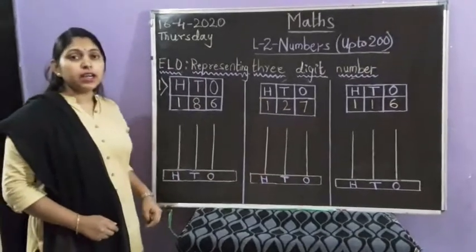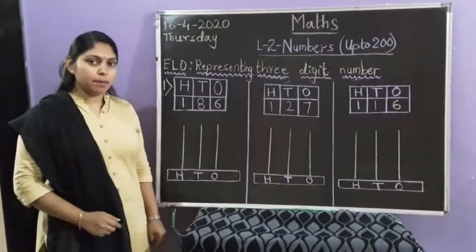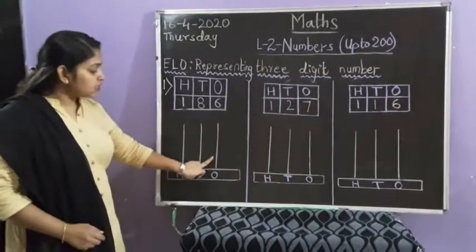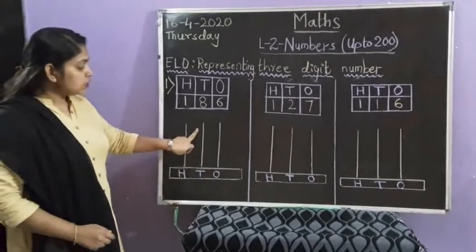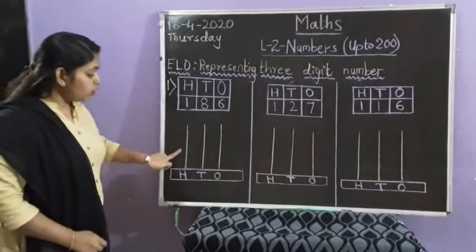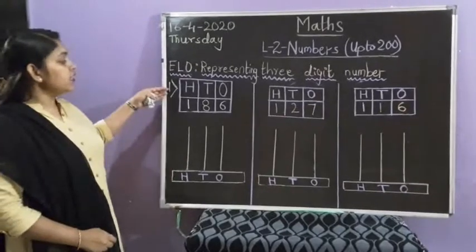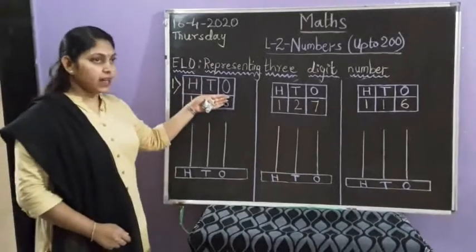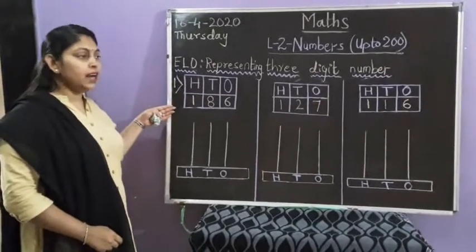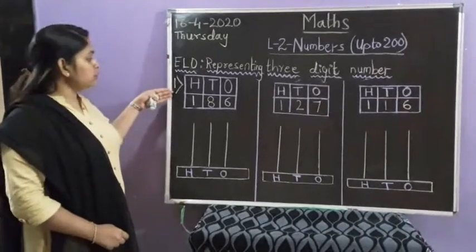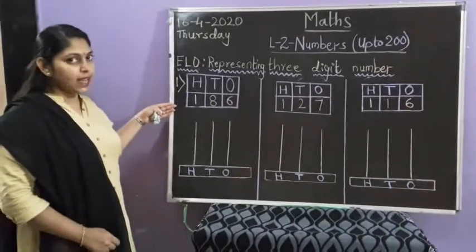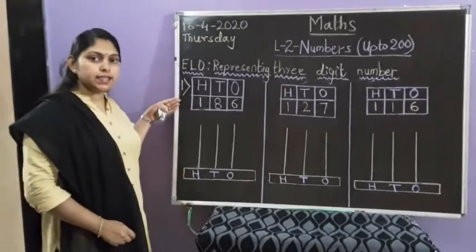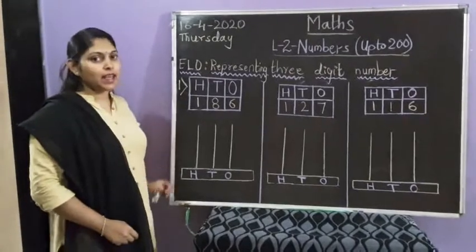As we are learning to represent a 3-digit number in a spike abacus, we have here 3 spikes. Spike of ones, spike of tens, spike of hundreds. And children, you can see here we have hundreds, tens and ones place value chart with numbers. So let us check out with this example how to represent this number 186 in this spike abacus.